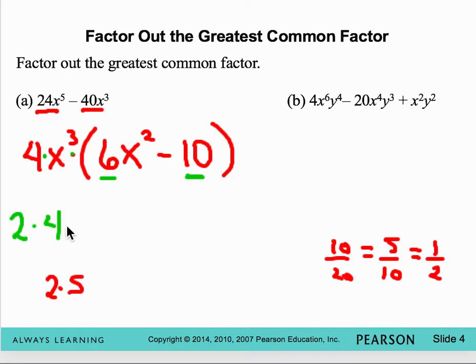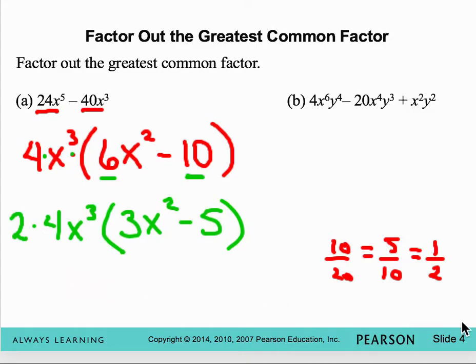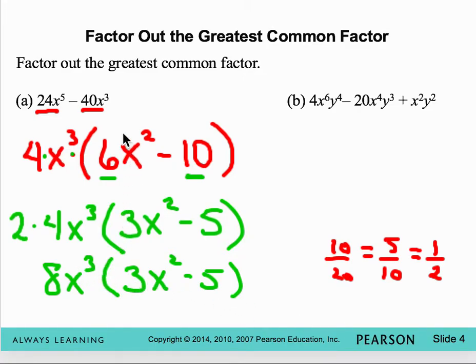I already have 4x cubed there. Now, 6 divided by 2 leaves a 3. The variables I didn't change. And 10 divided by 2 leaves a 5. So finally, we have 8x cubed times 3x squared minus 5. That's considered factored.